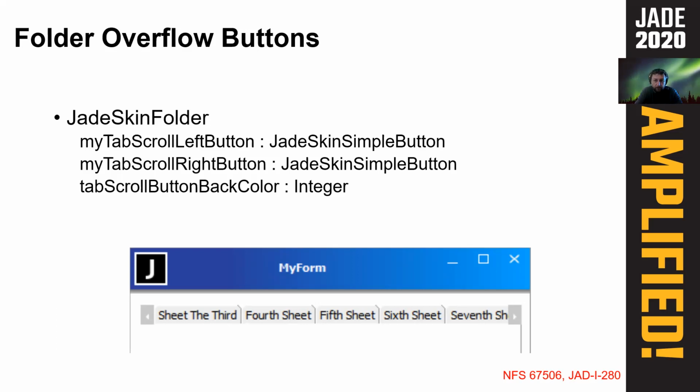Now the right arrow remains where it was, but the left is now on the left. Both buttons are drawn with the back color of the folder, and each button is the height of the tab line. The buttons you see there are skinned.